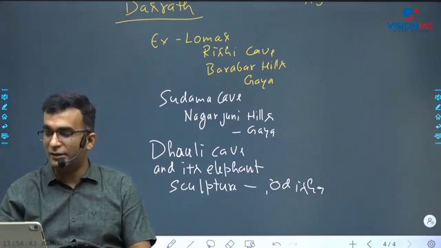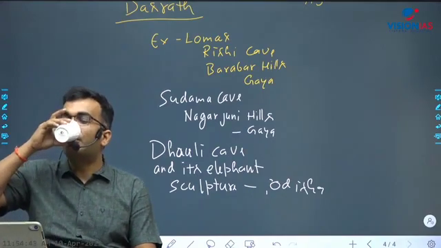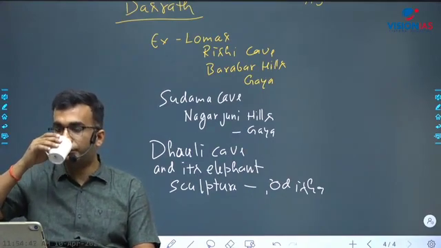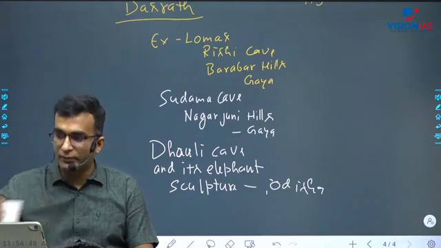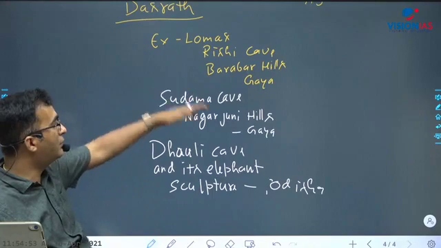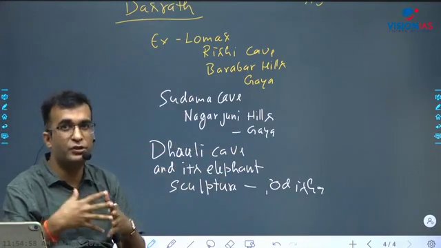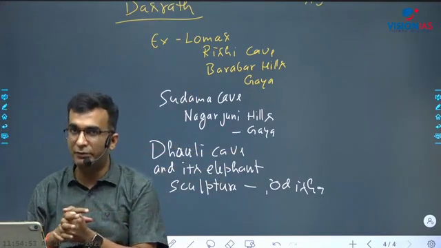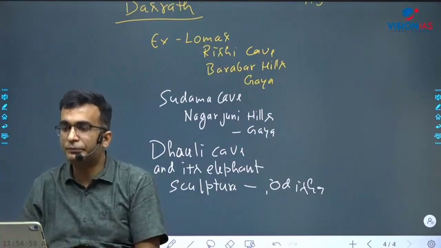So please write all these examples. These two caves, Lomas Rishi and Sudama, in Barabar Hills and Nagarjuni Hills, are closer to each other, hardly 1.5 kilometers far from each other.